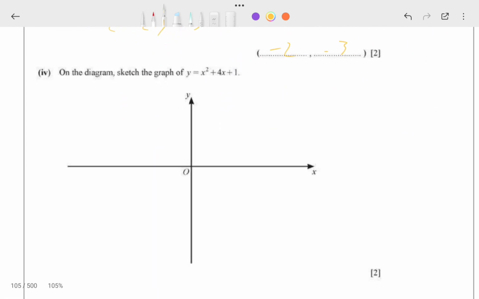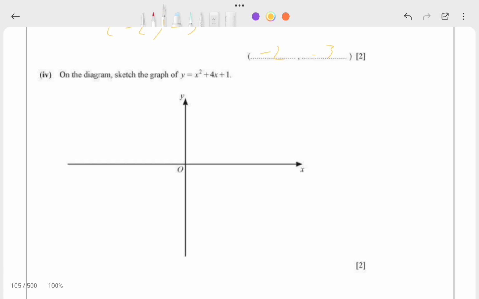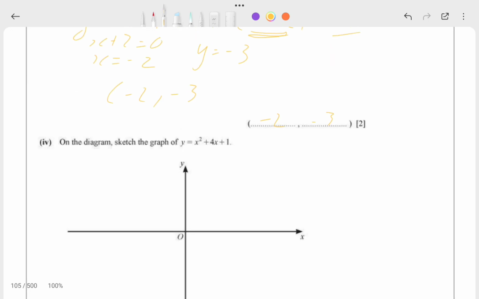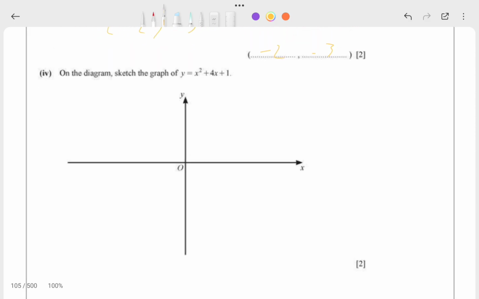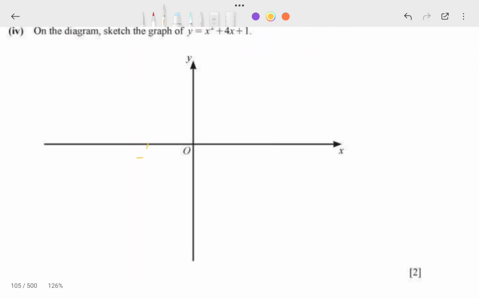Okay, let's move to this part. On the diagram, sketch the graph of y equals x squared plus 4x plus 1. Okay, so we know the minimum point, which is minus 2 and minus 3. For example, here is minus 2 and over here is minus 3. So this will be our point for the minimum, and something like this will be our graph.